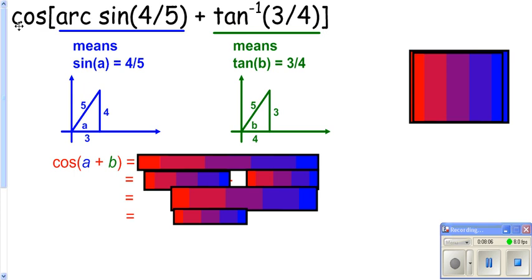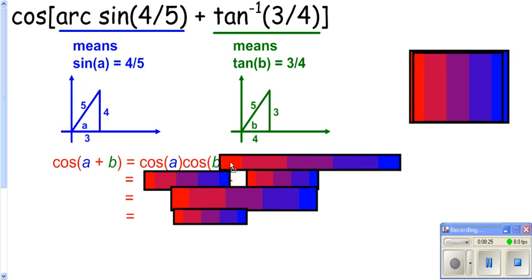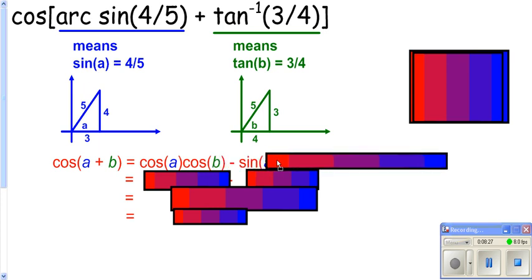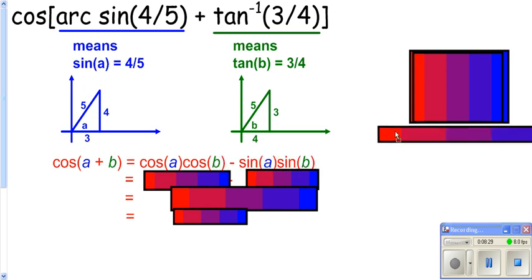So we really have the cosine of this angle, which we're calling angle A, plus this angle here, which we're calling angle B. So it's really the cosine of two angles added together. We have a formula for that: cosine of A, cosine of B, plus or minus the sine of A, sine of B.